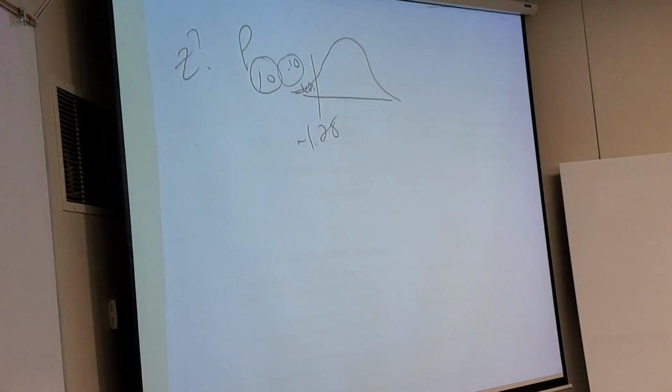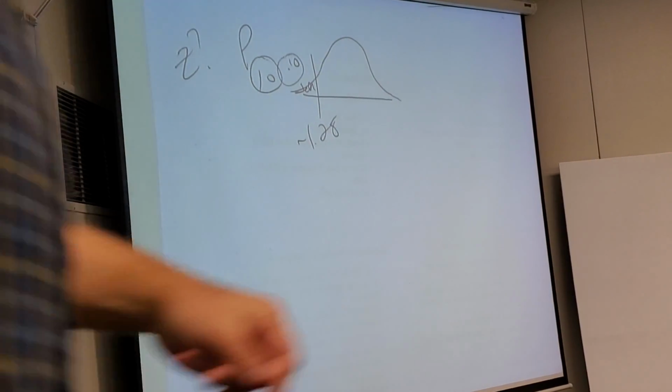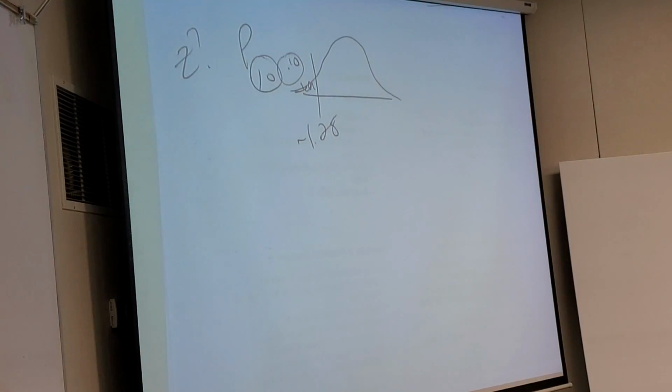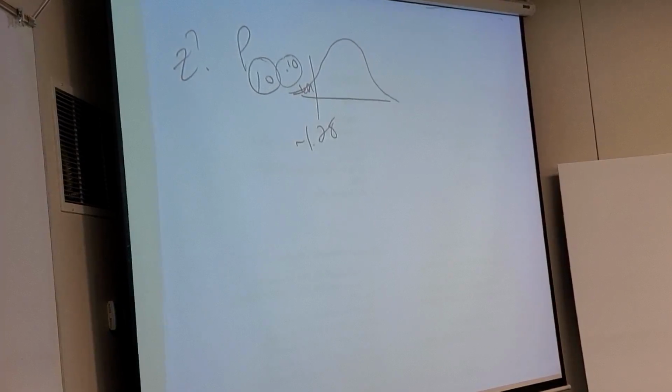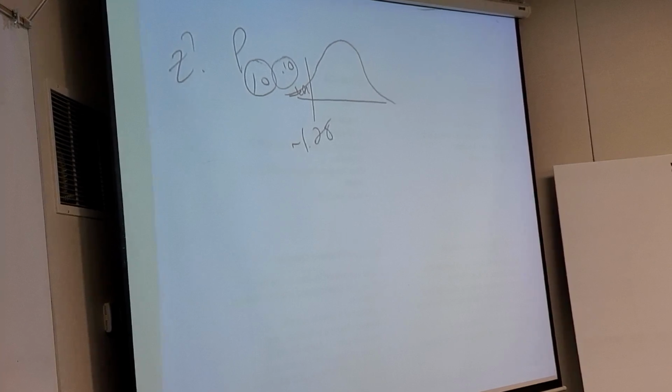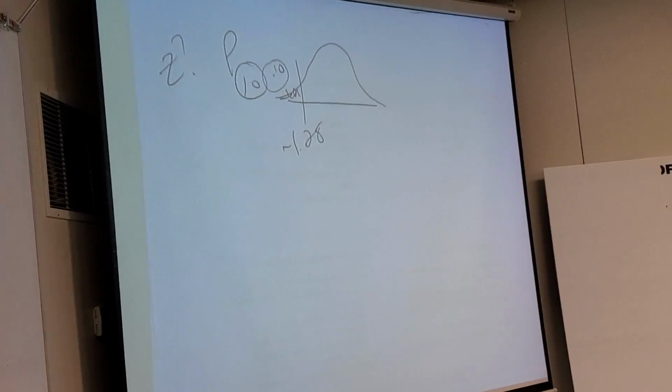So if test scores were normally distributed and you got a z-score of negative 1.28 for your grade, you're in the 10th percentile. If your height is negative 1.28 z-score compared to everybody else's height, you're in the 10th percentile height. You are taller than 10% of other people. Right?